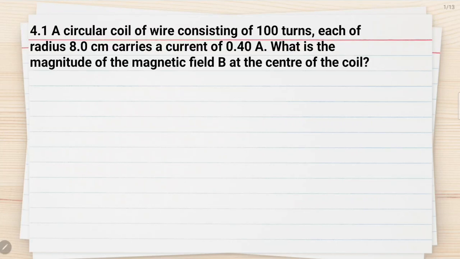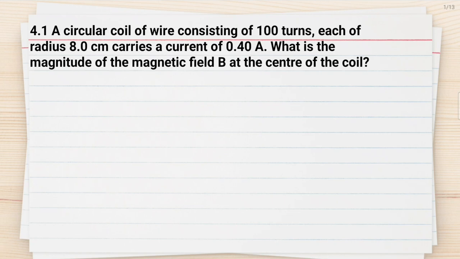Hi, hello students. We are going to discuss the exercise numericals of the fourth lesson, that is moving charges and magnetism. It's straightforward. Most of the numericals are very easy. If you just substitute the formula, you'll get the answer. Let us discuss one by one.